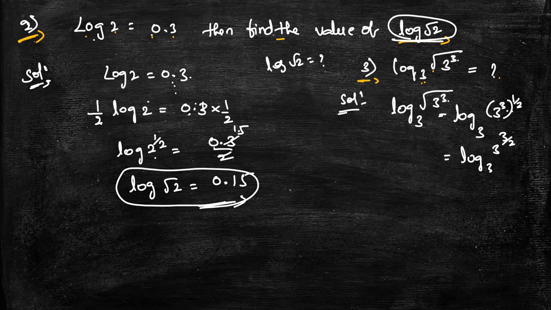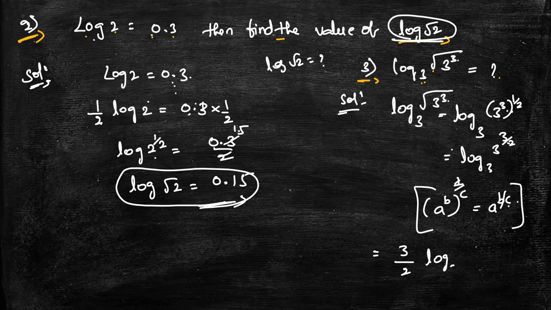So the formula used here is a to the power of b, whole to the power of c, which becomes a to the power of bc. You can use this formula to get that. So this 3 by 2 comes before the log, and it becomes 3 by 2 times log of 3 with base 3. So this will become 1, and 3 by 2 is the answer here.